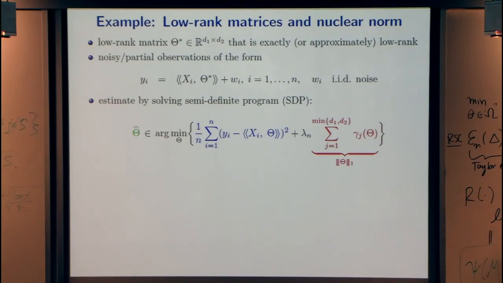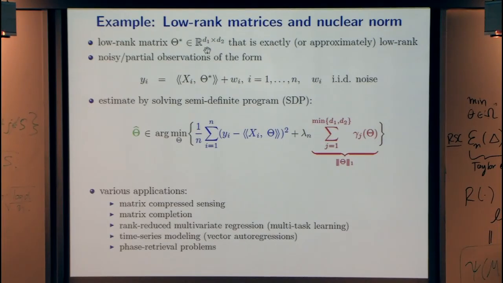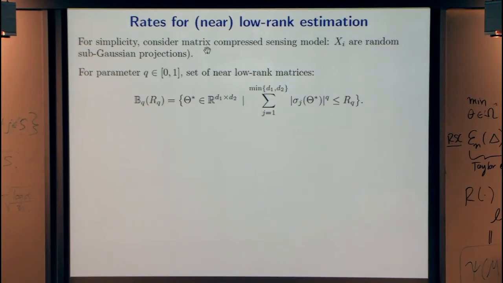We have a nuclear norm, the sum of the singular values. And let me just analyze the simple case where these xi's are random sub-Gaussian projections. But let me analyze it over a slightly interesting set just for fun. Let's analyze it over the set of the LQ ball of near low-rank matrices. This is a generalization of vector LQ balls where you look at the singular values and you ask that the singular values decay at a certain rate. For q equals 0, these are exactly low-rank matrices. For q between 0 and 1, these have a fast singular value decay.